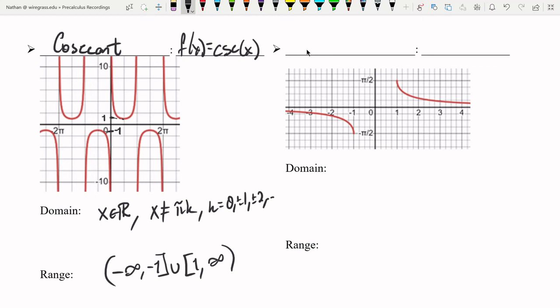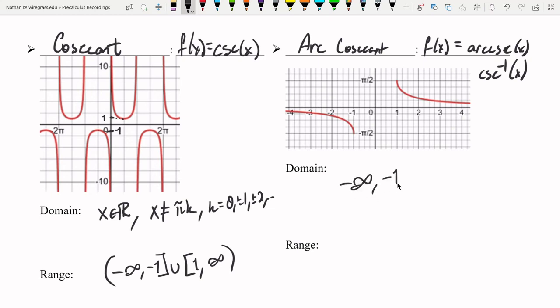Okay, this is arc cosecant or inverse cosecant. So f of x equals cosecant inverse. The domain here is everything from -infinity to -1. I believe it can be equal to -1. Unioned with 1 to infinity. Okay, and you can see there's that gap there between -1 and 1. That's why we have an opening there.